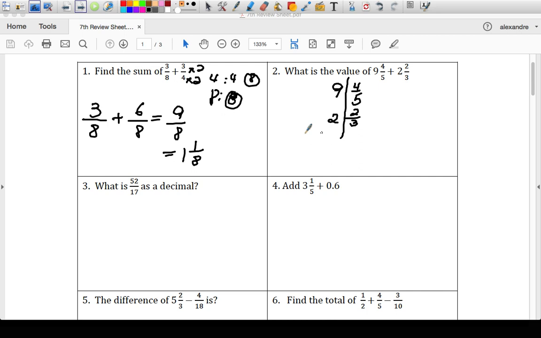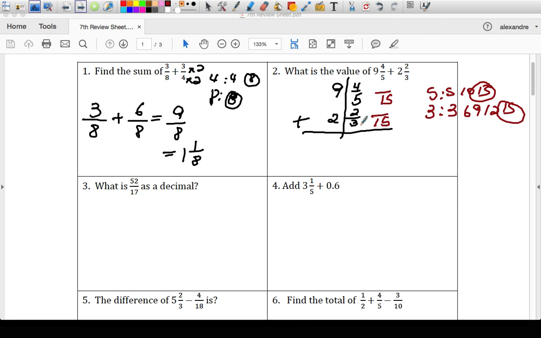I draw a line here to separate my whole number from my fraction. I'm going to add. I can't add these two because I need to find the LCM, and the LCM between 5 and 3: 3, 6, 9, 12, 15; 5, 10, 15. The LCM is 15. So this is going to be 15. 15 times 5 times 5 gives me 10, and times 3, times 3, gives me 12. Let me just cross this out.